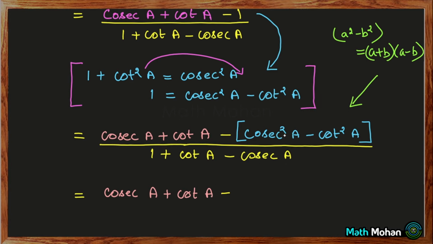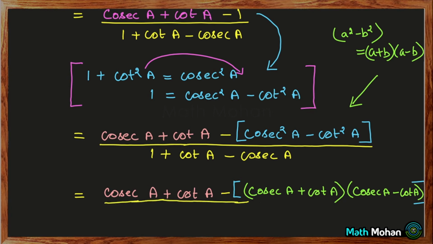So what will this become? Cosecant square A minus cot square A will become like this. Inside the bracket we can split and write: cosecant A plus cot A, this is one term, multiplied by cosecant A minus cot A, right? And close the bracket, close the main bracket, and the whole thing divided by, so already we have 1 plus cot A minus cosecant A, isn't it?